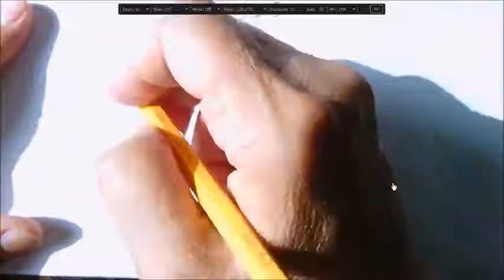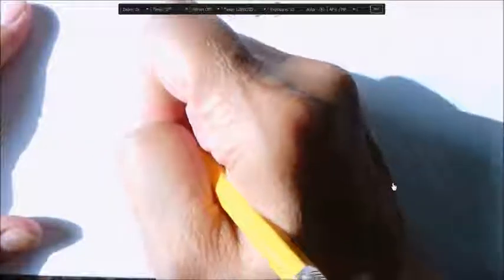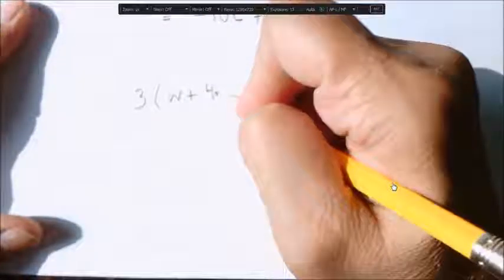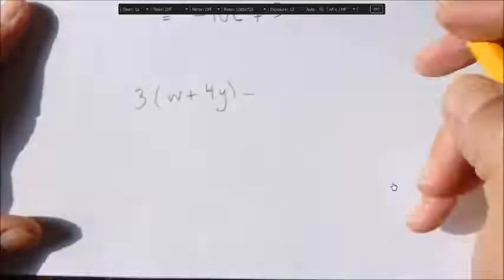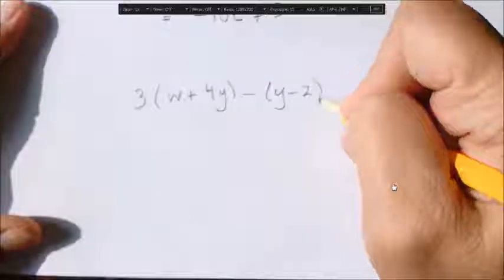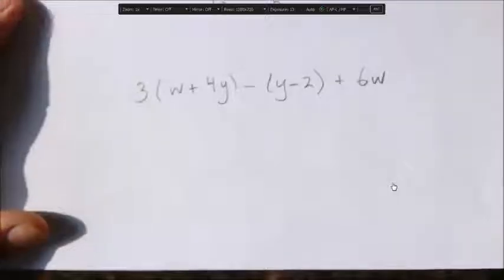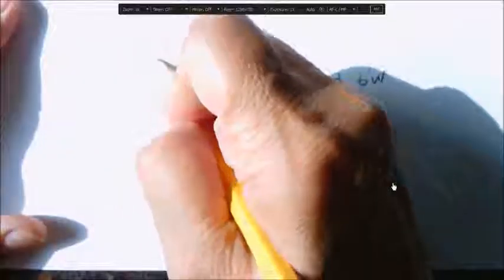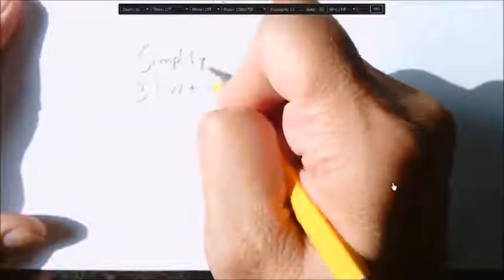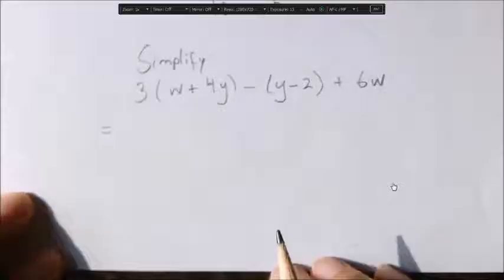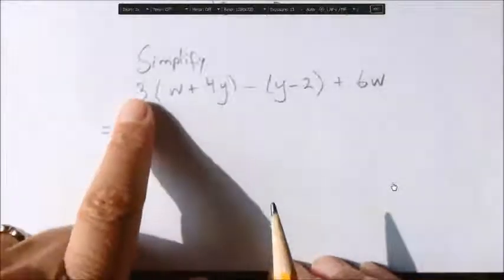And the last thing we'll do is I'll give you one sort of more complicated question. So let's go 3 times w plus 4y, minus y minus 2, plus 6w. Okay, and let's simplify this. So what you're going to do is you're first going to do the multiplications and distribute, and then we'll collect the like terms. So 3 times w is 3w.